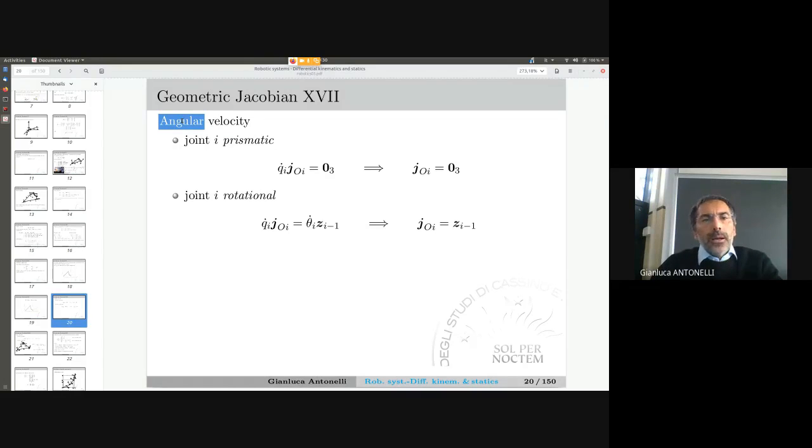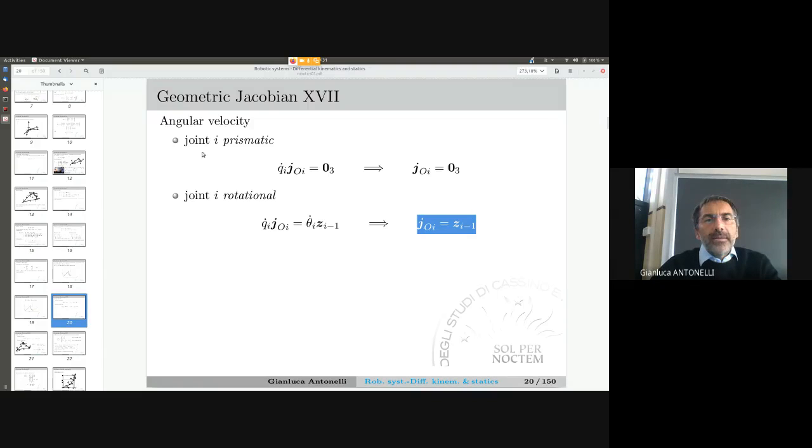Now, angular velocity. What is the contribution of the joint when it is rotational? This is the generic expression for the Jacobian, and I verified that theta dot i is aligned with the z direction of i minus 1. Basically, it means that q dot i is exactly theta dot i, and thus this is my 3 by 1 component of the Jacobian. In this case, it is the unit vector for the orientation, okay?